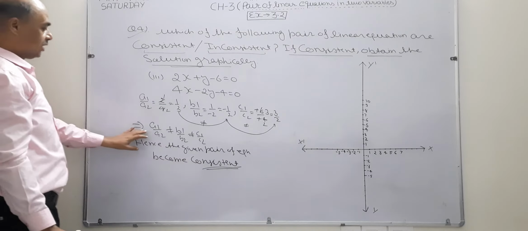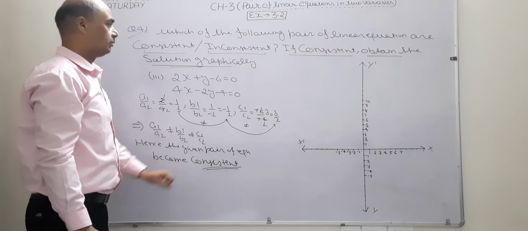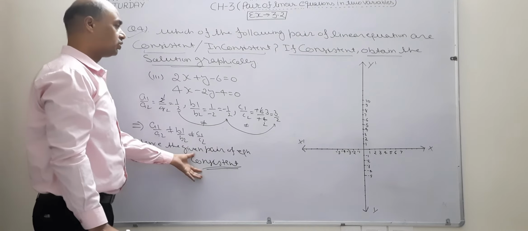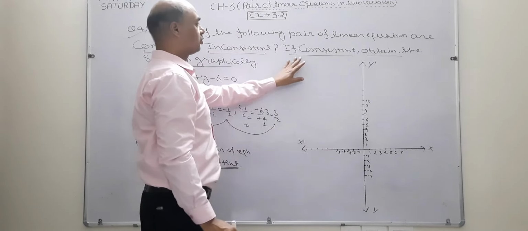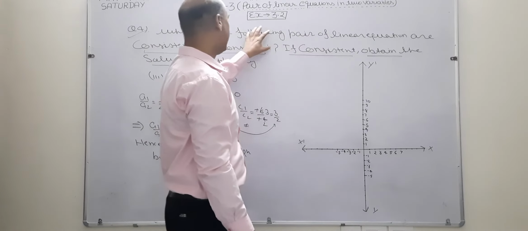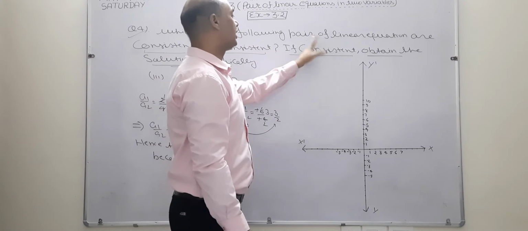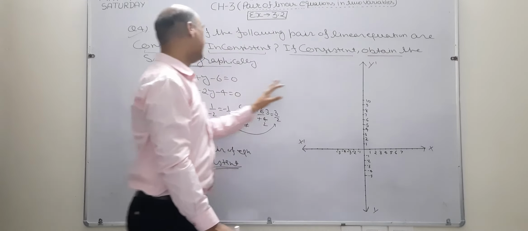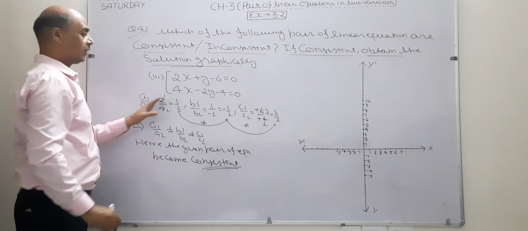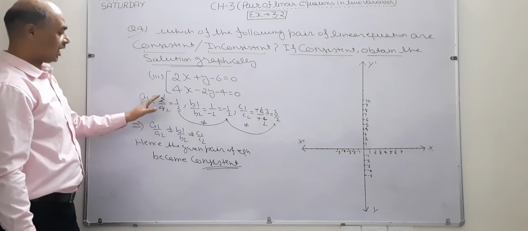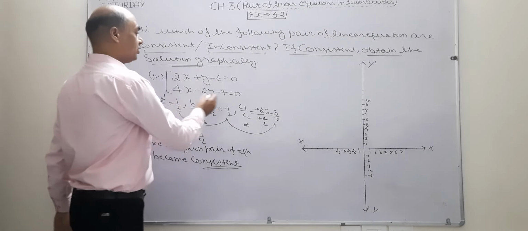Okay, this type of ratio represents a consistent system. Now, since the system is consistent, we have to draw the graph. It is given in your question. If the given pair is consistent, then you have to find its solution graphically. Now I am going to find the values of x and y by using the graph. For this, I am going to draw the table of this equation.